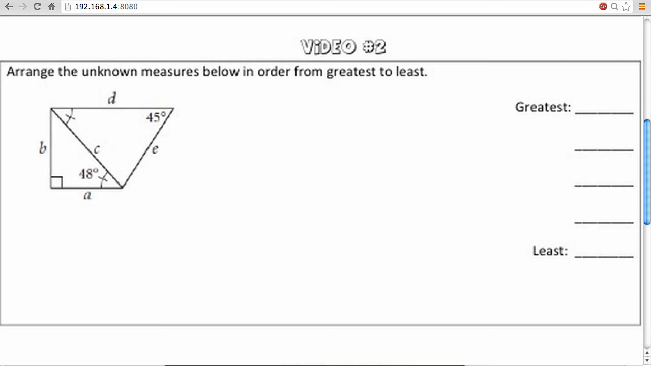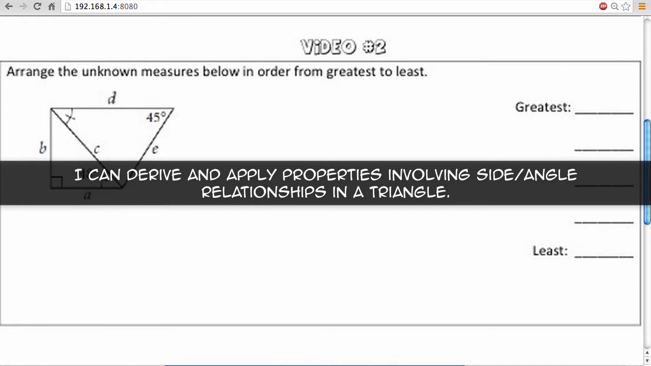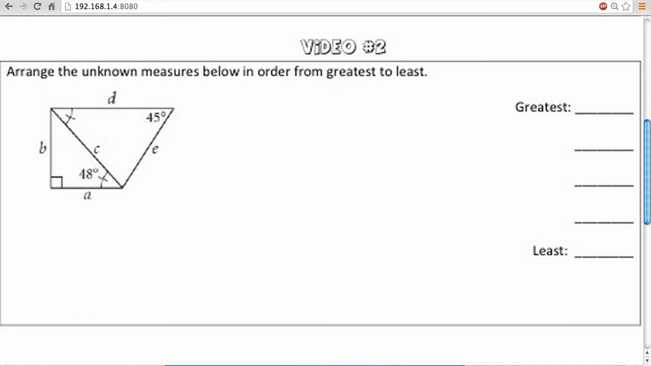It's Mr. Chu, and here's what you're going to learn today. By the end of this video, you should be able to derive and apply properties involving side angle relationships in a triangle. And here is video 2.